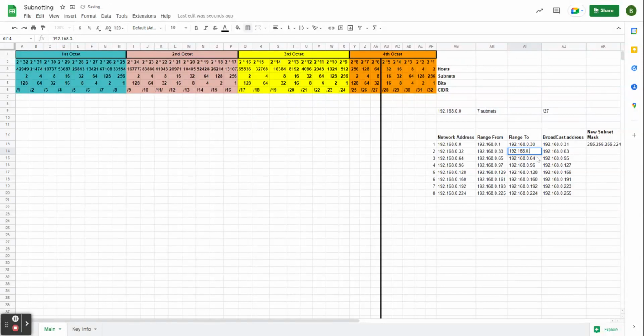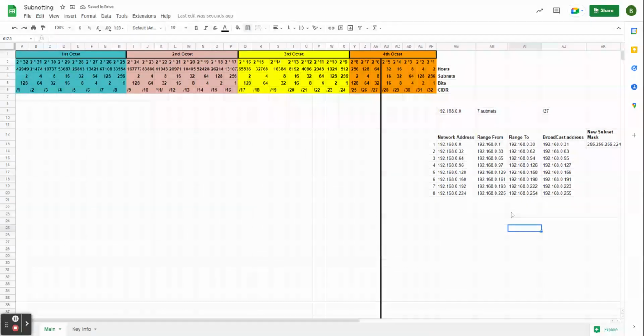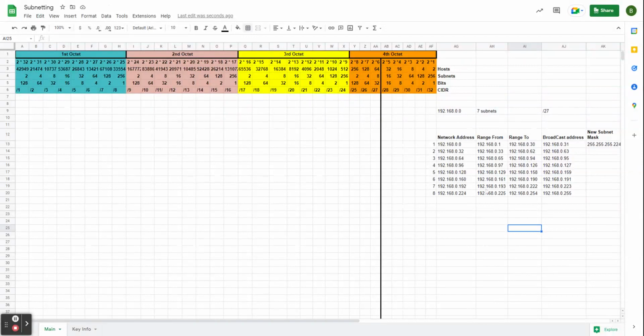30, 62, 94, 126, 158, 190, 222, 254. Okay, so a question might be: what's the first usable address on network 4?